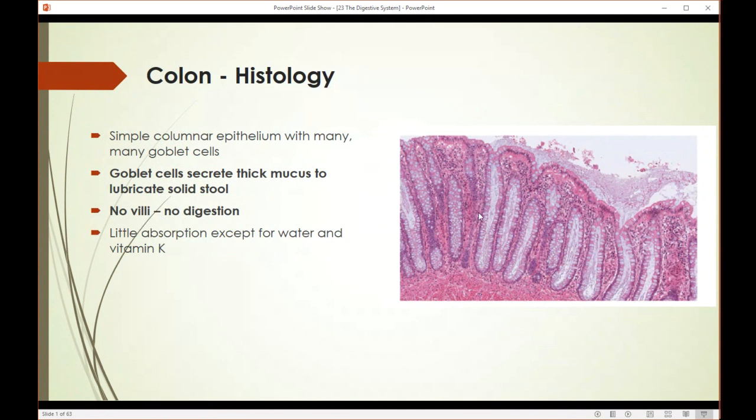This is looking at the histology under the microscope, right? And so you can see all of these goblet cells in there. Those goblet cells are all the little white dots. Okay? They secrete that thick mucus to lubricate our solid stool. And there are no villi here because we are not digesting anything. We're just absorbing water and vitamin K.